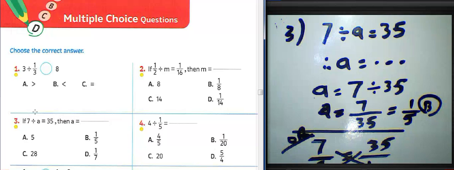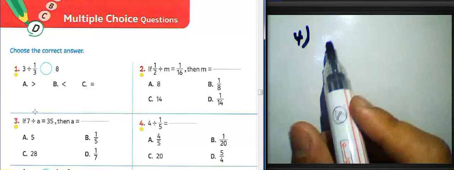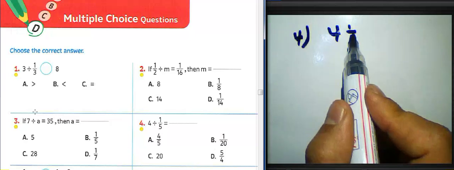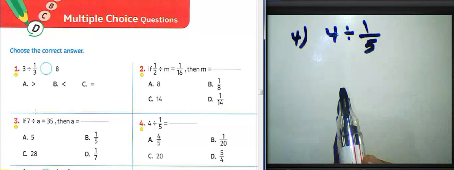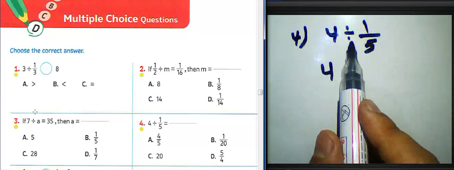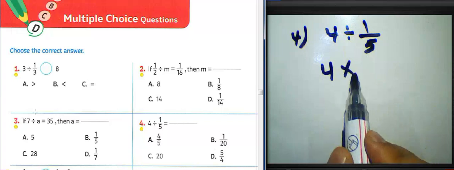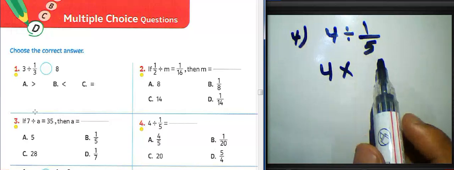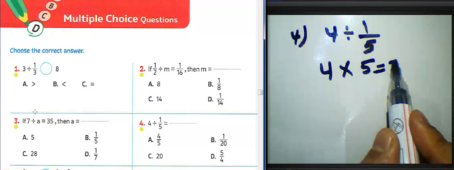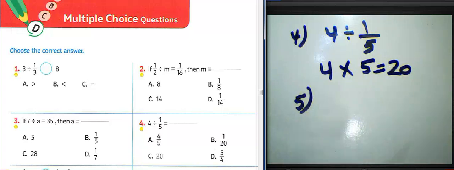Okay, question number 4. 4 divided by 1 over 5. Write 4, convert from division to multiplication, and write the inverse of the second fraction, which will be 5. 4 times 5 equals 20.